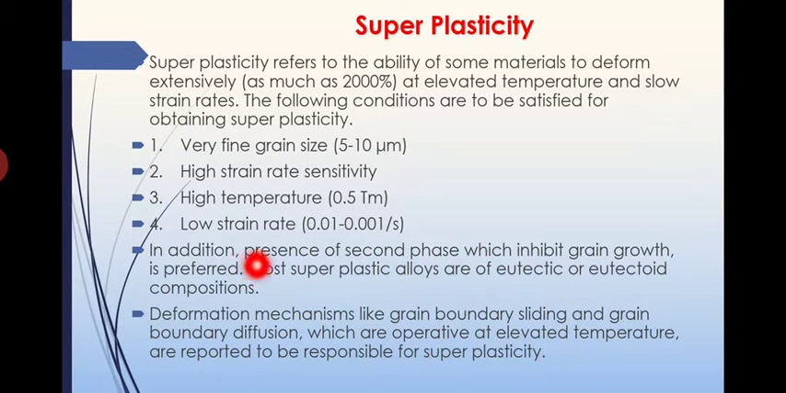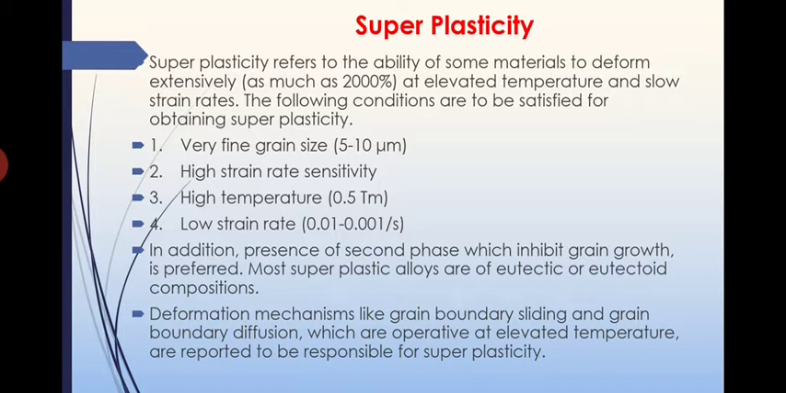So presence of such second phase which inhibits grain growth is preferred for superplasticity. By heating, some second phases are formed within this material which will actually inhibit the grain growth. If grain growth is happening, then recrystallization, everything will take place and the material will go back to its initial structure and properties. So if you inhibit that one, then it is possible to have superplasticity.